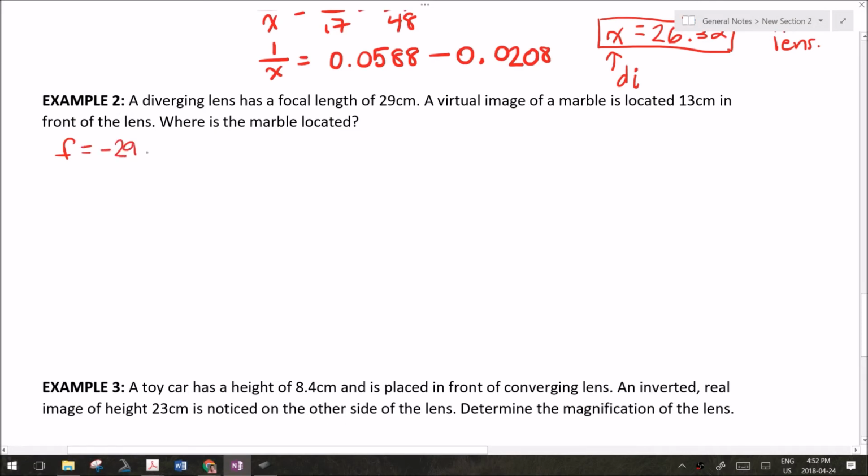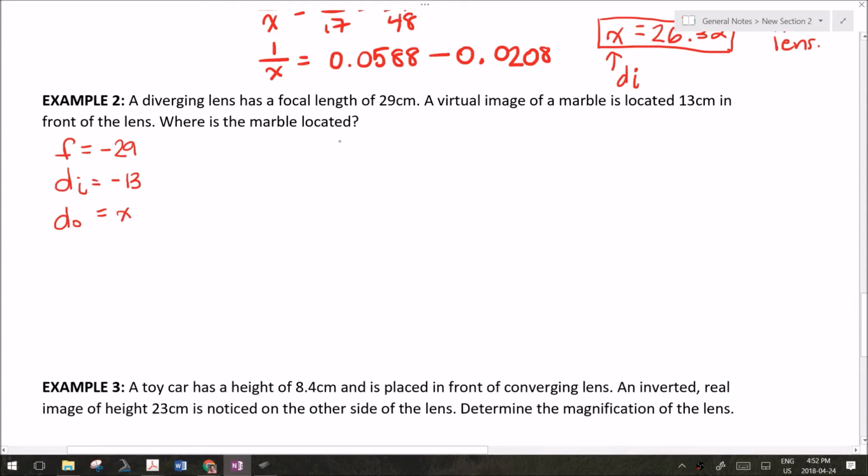In this case we have a diverging lens, so our focal length must be negative. The distance of the image is 13 centimeters, and again it's a virtual image, so in this case it must be negative. And the distance of the object is what we're trying to find, because that will tell us where the actual marble is located.